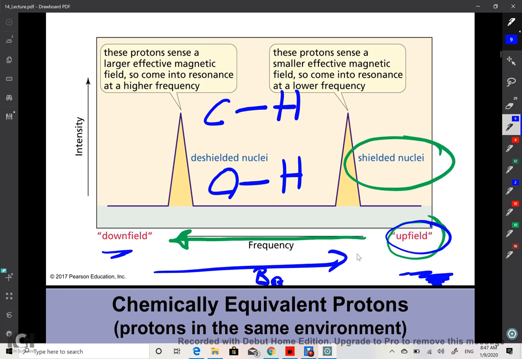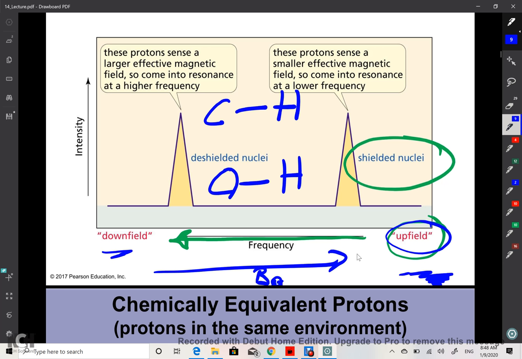I mean, it will do that more than carbon will do. Does that make sense? Now, think about being upfield or being downfield, being shielded or being deshielded. Between those two hydrogens, which one do you think will be shielded, and which one will be deshielded? Remember, shielded means you have a lot of electrons around you. Deshielded means that you have few electrons around you. So between the OH and the CH, which one do you think will be more shielded?